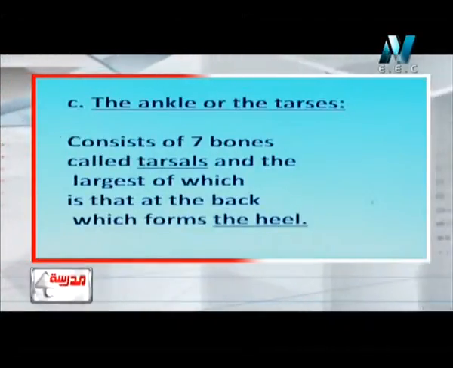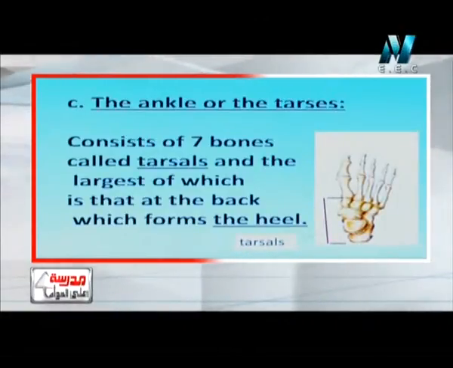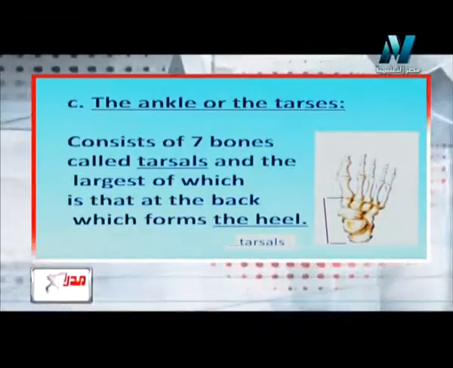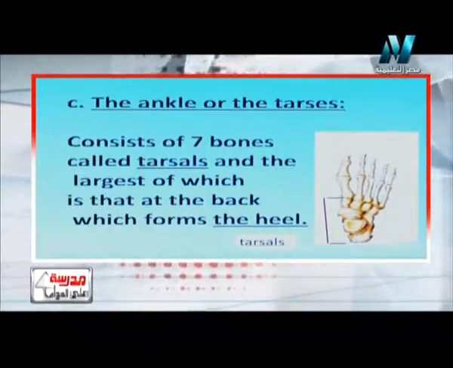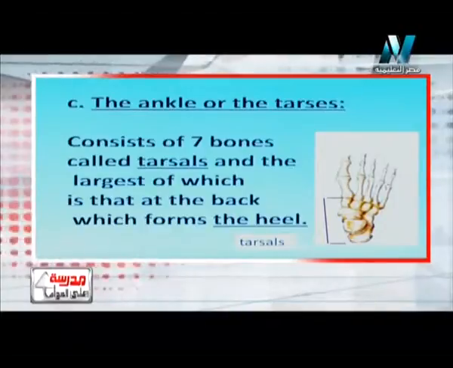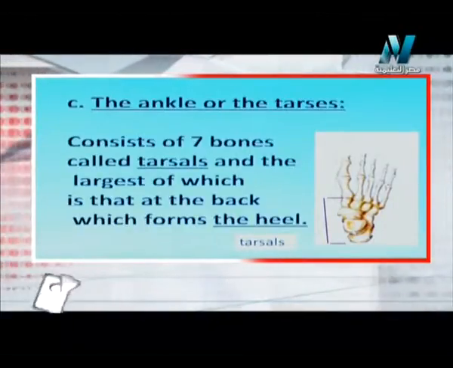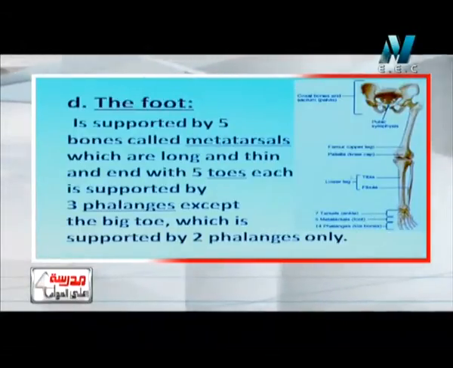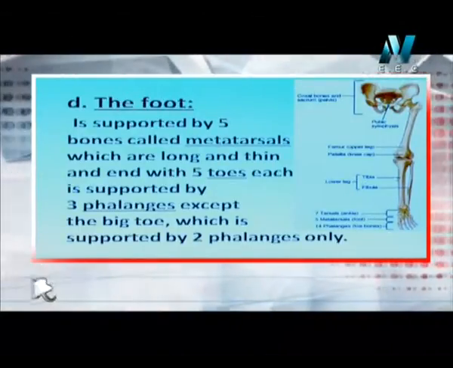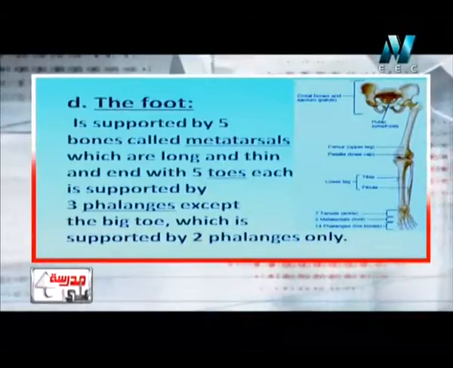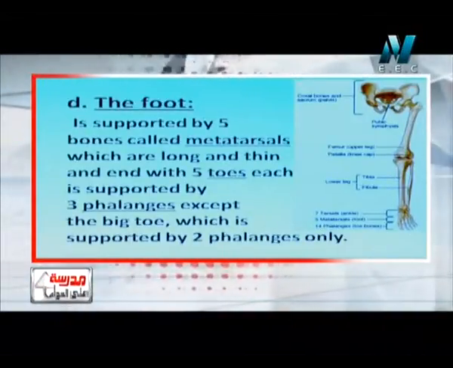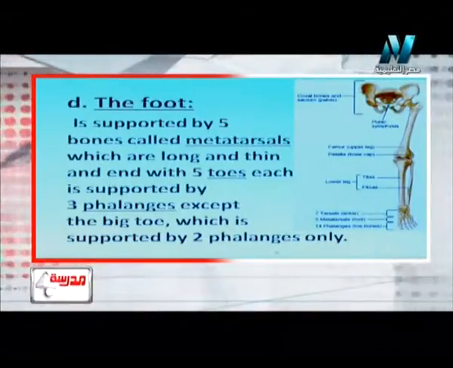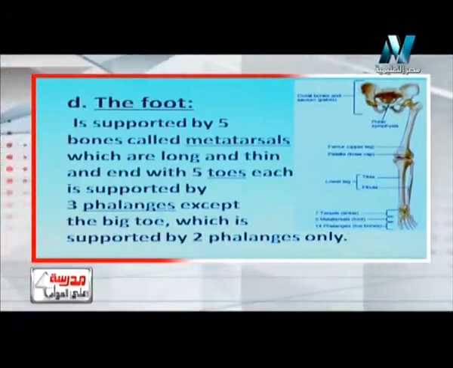The ankle, or tarsus. This is the ankle. It consists of 7 bones which are called the tarsus. These tarsus bones are jointed from the back with the heel. The foot is supported by 5 bones which are called metatarsals, which are long and thin and end with 5 toes, each supported by 3 phalanges except the big toe, which is supported by 2 phalanges only.